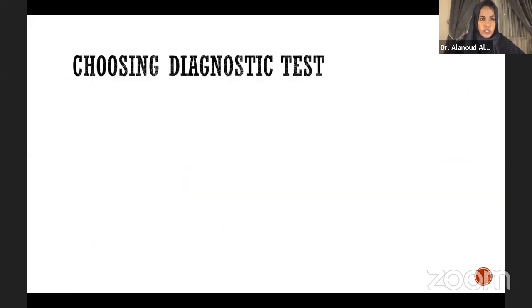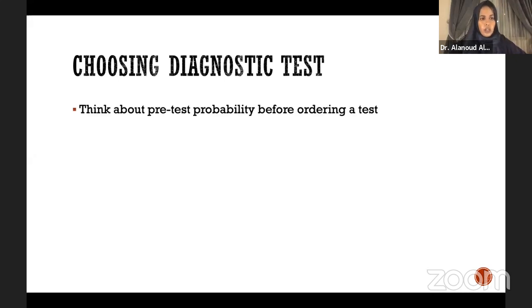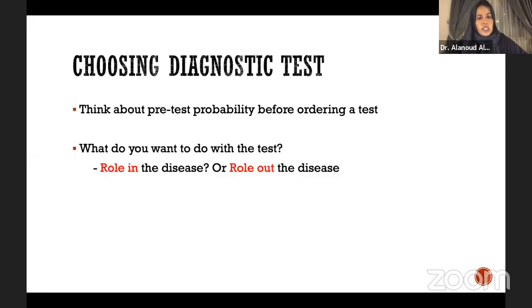I already mentioned all these differences. Okay, so choosing a diagnostic test. How can we use the best and the most appropriate, accurate diagnostic test? First of all, and this is a very important concept, think about the pretest probability before ordering any test. And we'll go into details in a few minutes. The second thing, ask yourself, what do I want from this disease? Do I want to rule in the disease, or do I want to rule out the disease?